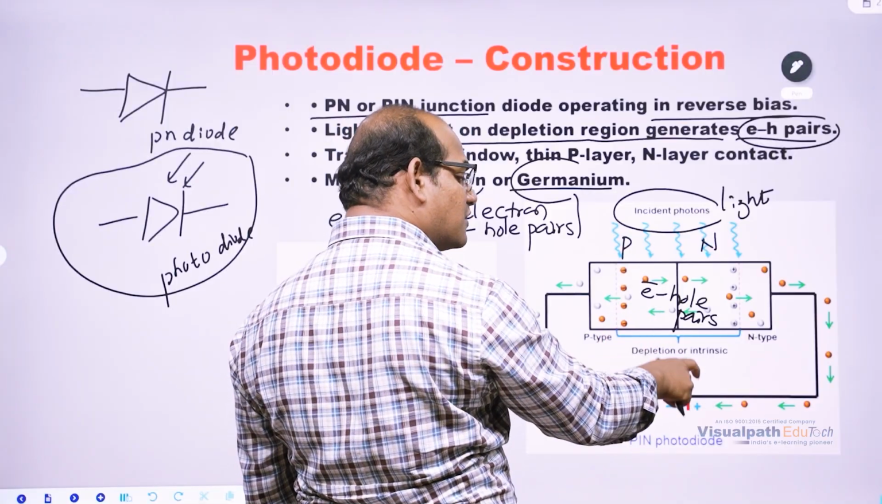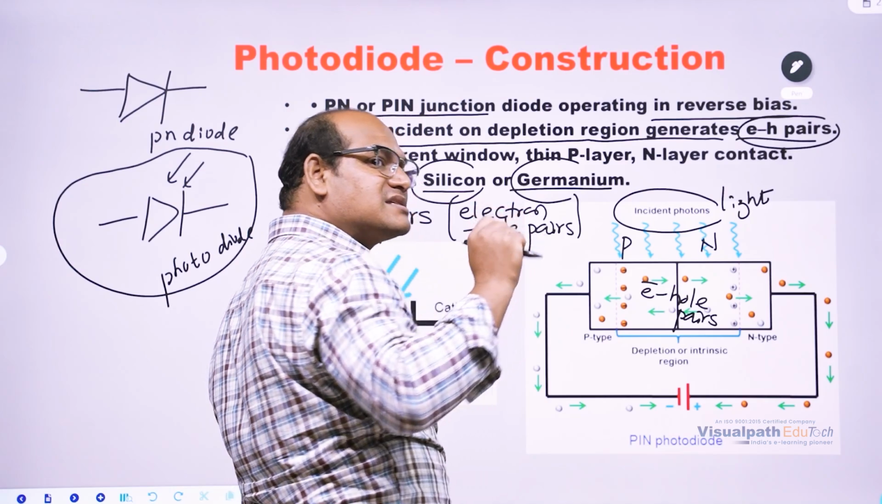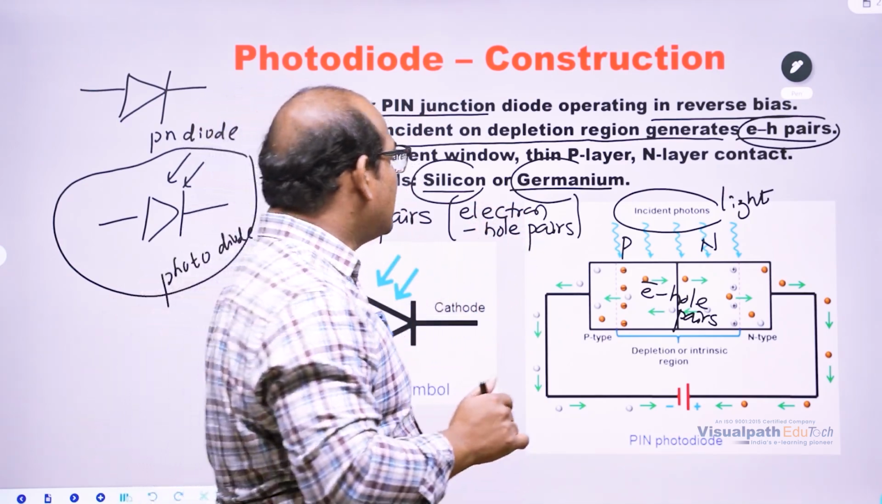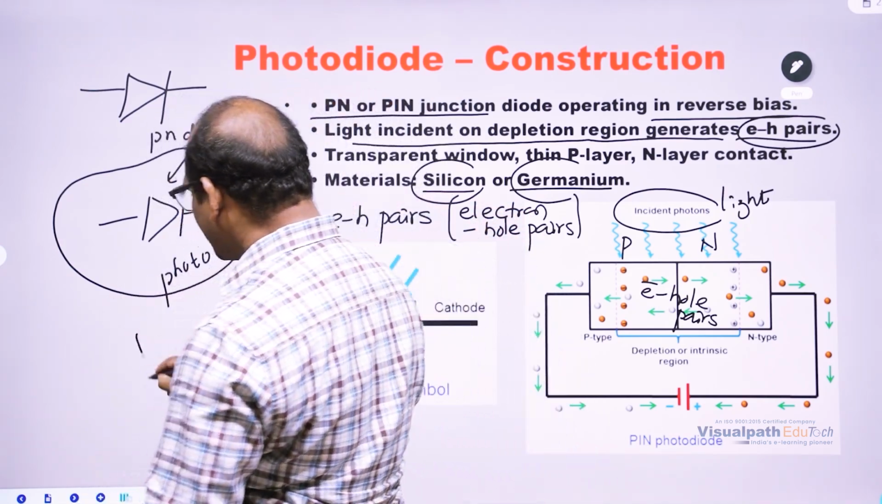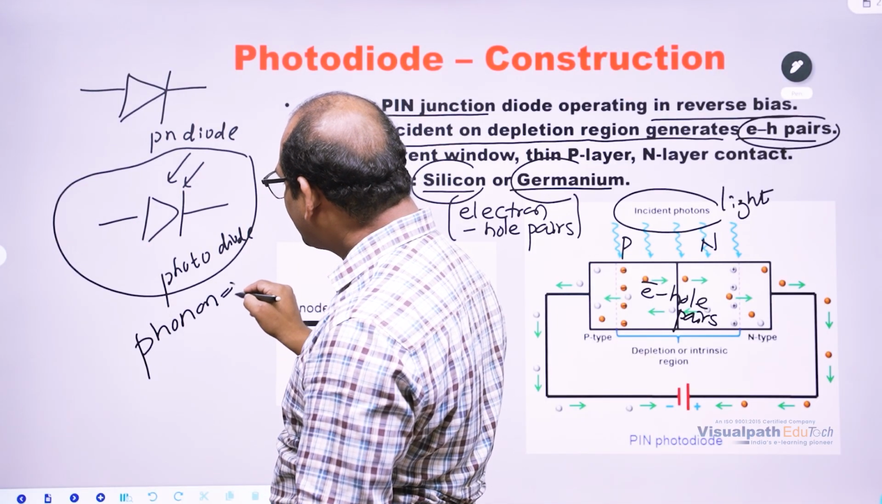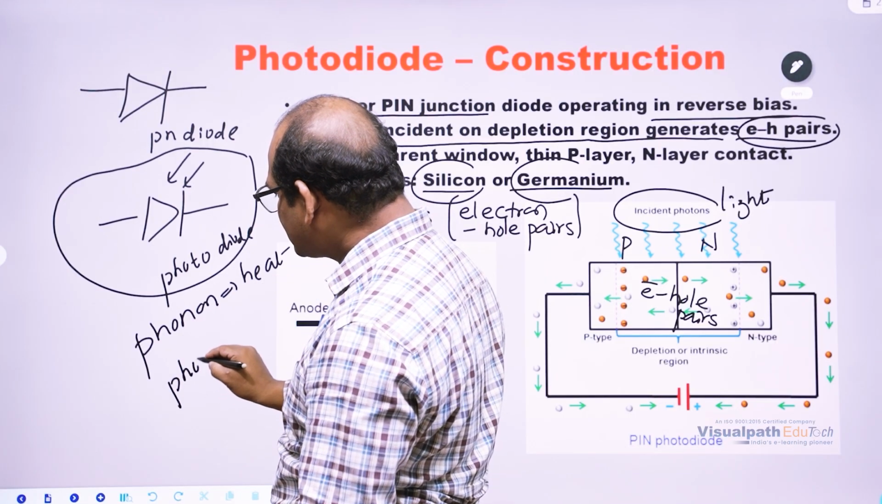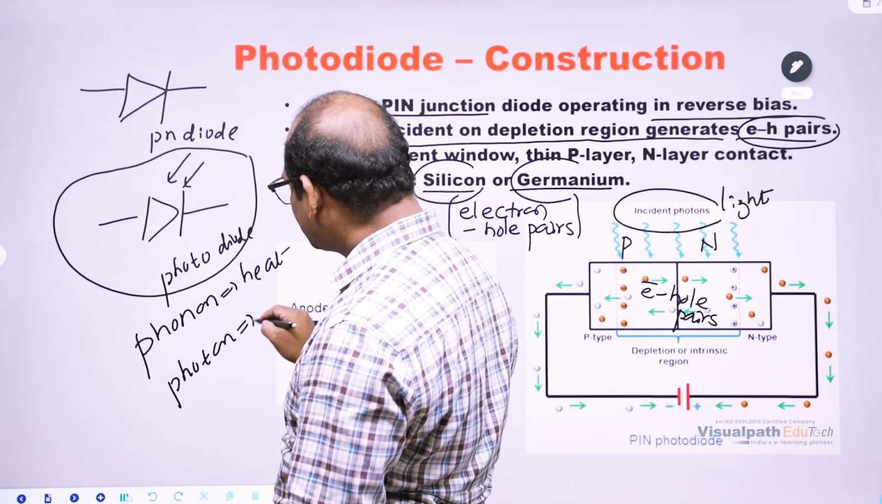After giving this particular reverse bias, we need to incident the light. Photons means light, phonons means heat. It is also one of the important points. So generally phonon is related to the heat concept and photons are related to the light concept.